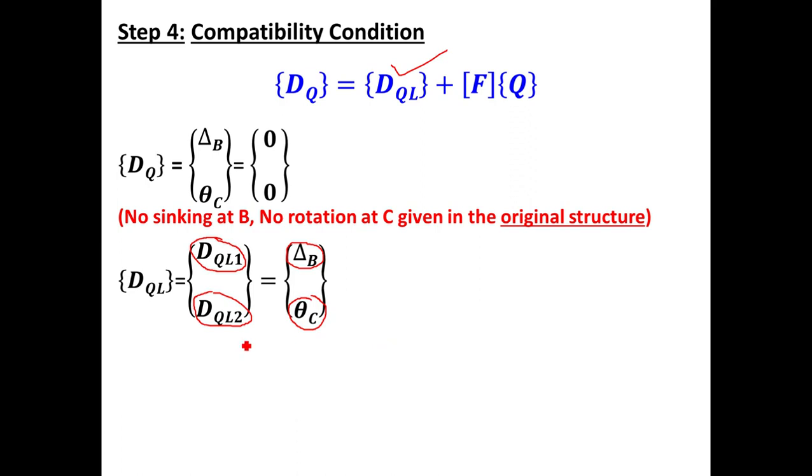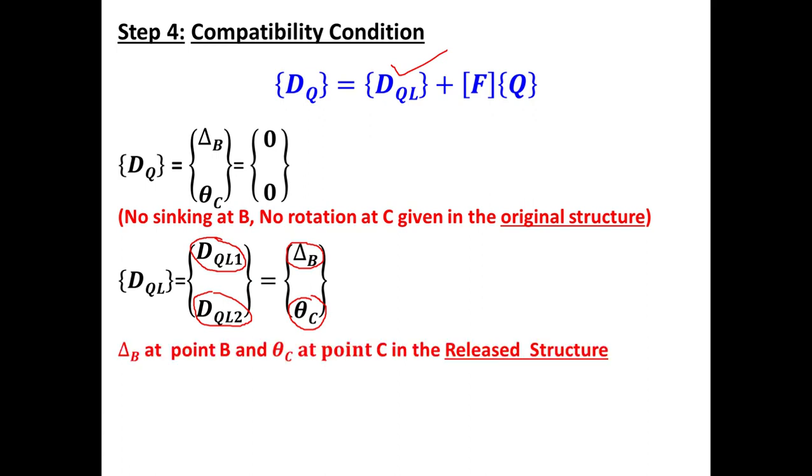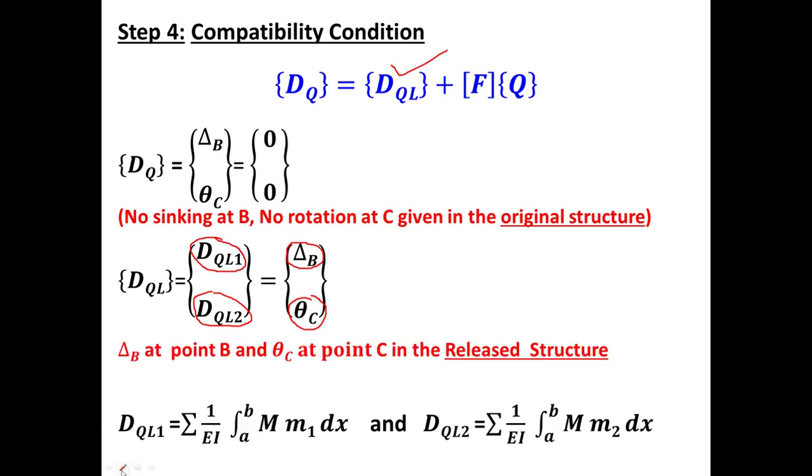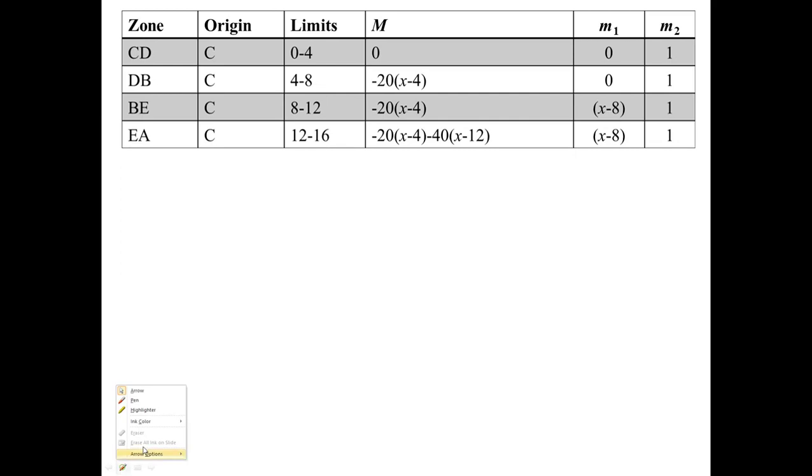To calculate the elements of the DQL vector, there is an integral formula. We have already solved one problem. So DQL1 is equal to the integration of capital M into M1, and DQL2 is the integration of capital M into M2. These are integrated over the limits of the zones, lower and upper limit. The summation sign included in these two coefficients represents that we have to add all zones together to find the final values of DQL1 and DQL2. I will calculate these coefficients one by one. I will repeat the moment table again to understand the moments. The same table is repeated here.